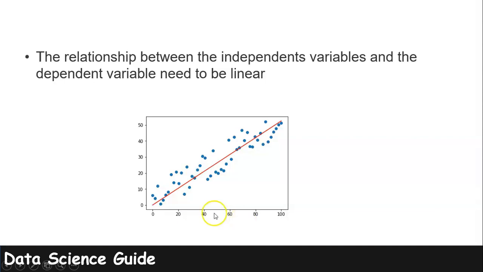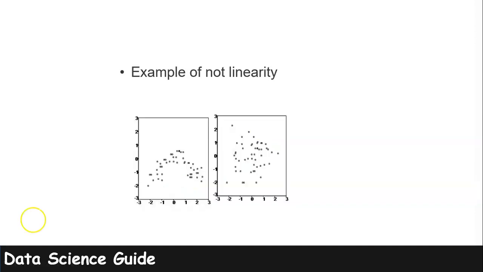So if you look at this diagram, you can draw a line that fits most of these data points. So overall, the data looks like a line, and this is the best way to test the linearity of your data. And this is an example of non-linearity. In the first diagram, the data is almost like a curve. You cannot draw a line. So linearity here does not exist.